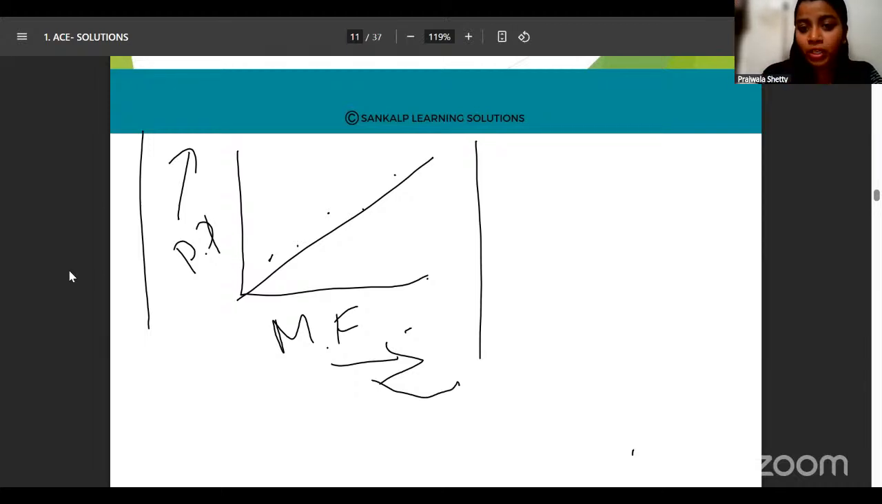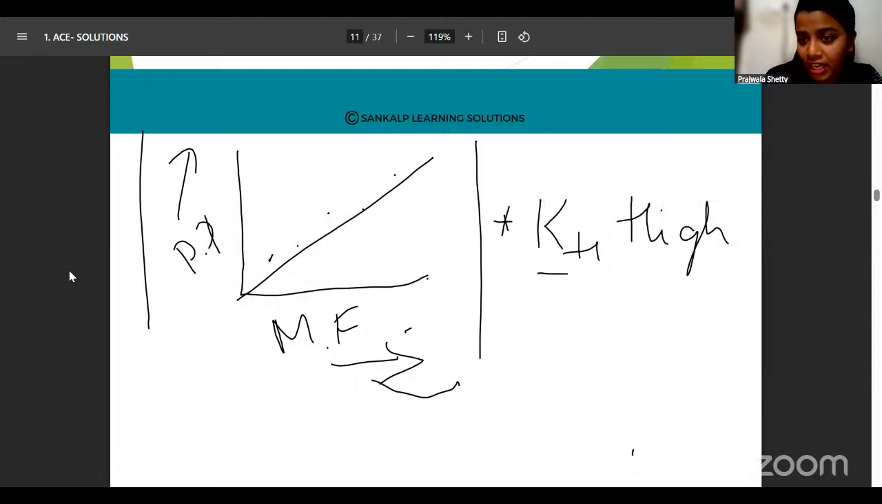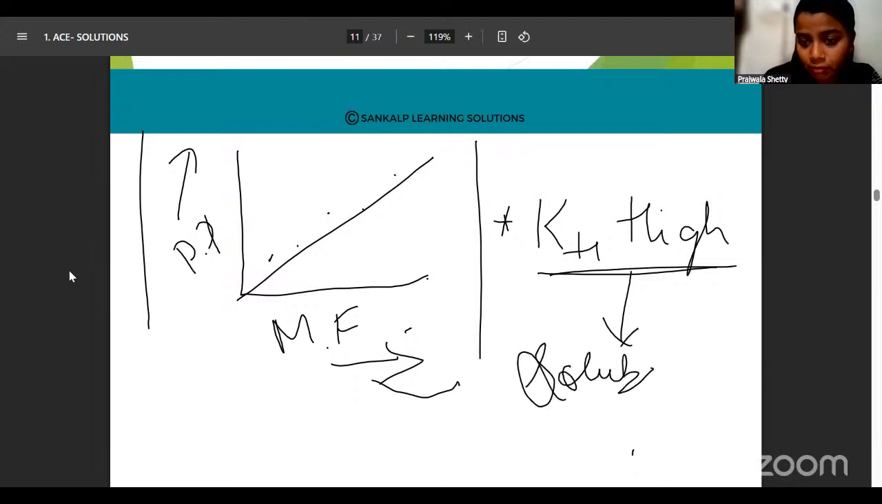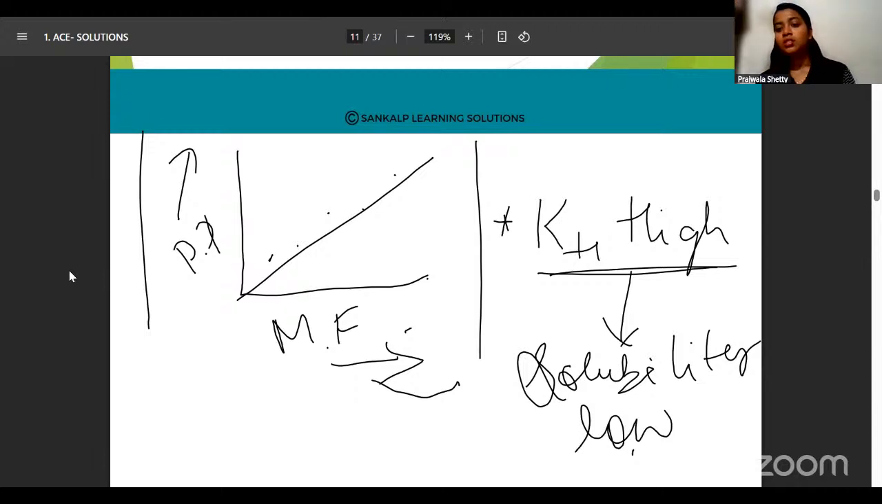And remember one important point. If the KH value is high, solubility will be low. Just remember this. Higher the KH value, lower the solubility. Please note this point somewhere. If the KH value, Henry's constant, is high, solubility will be low.